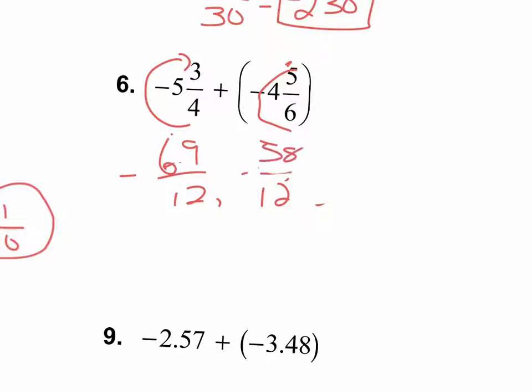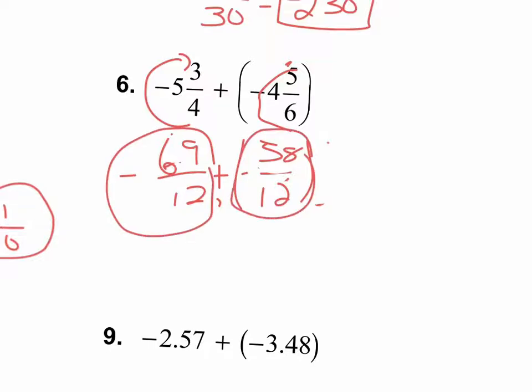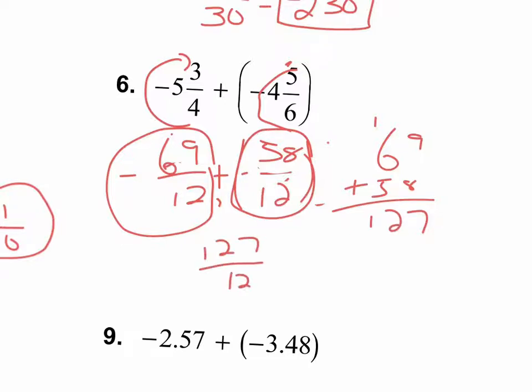Okay, and this is still negative, and we still have that positive right there. Okay, circle terms, so we have negative 69 twelfths and negative 58 twelfths. Same signs, you combine, so 69 plus 58, that would be 17, carry the 1, 11, 12. So I have 127 over 12 and negative, and then I have to think, how many 12s go into 127?